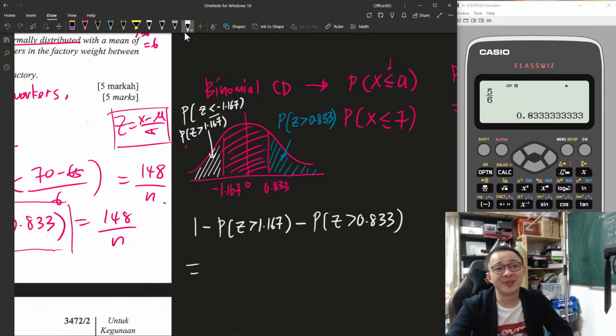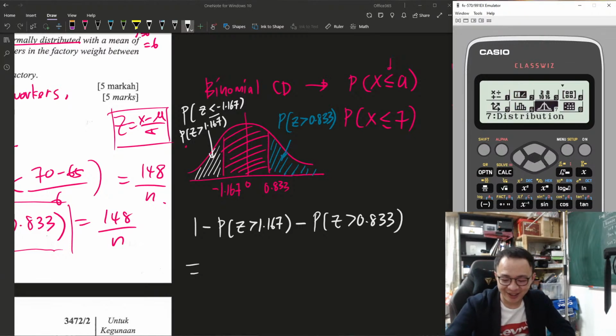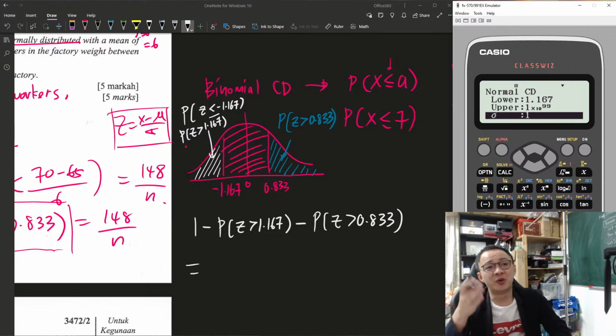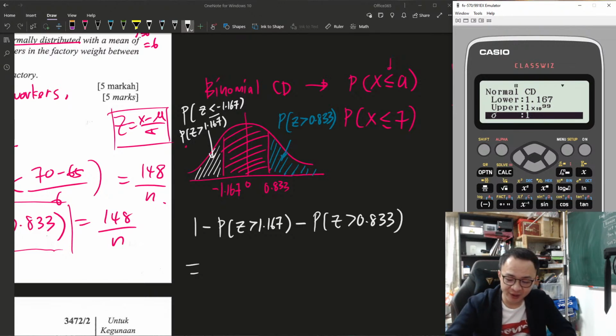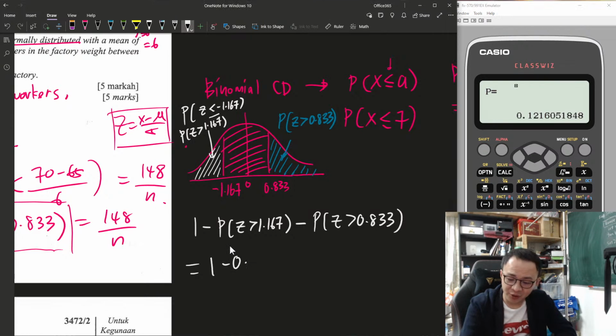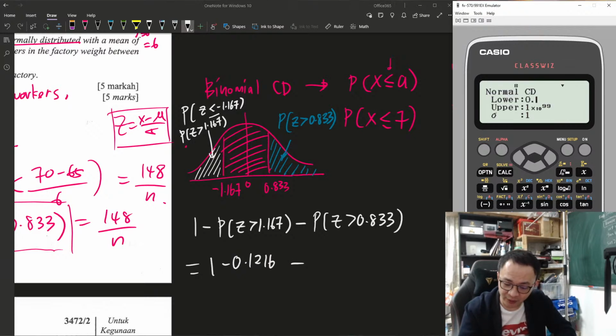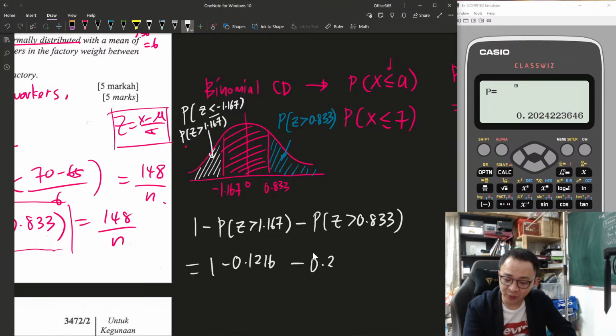Here you need to find from the Z value table. But because I am quite lazy to do that, I straight away go to normal CD, number 2 here. My lowest is 1.167 and upper is 10 power 99, which is infinity, because it's from 1.167 all the way to positive infinity. Then I will get 1 minus 0.121216 minus this one, same logic. My lowest is 0.833, and the upper is 10 power of 99, the same idea. So this one is 0.2024.